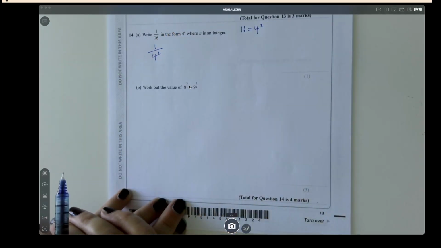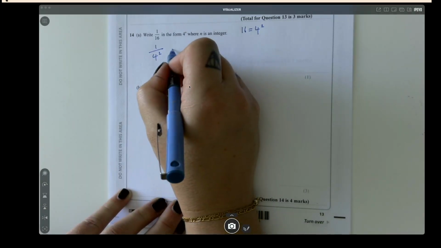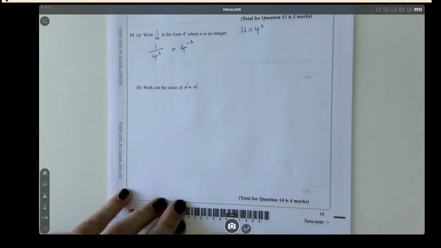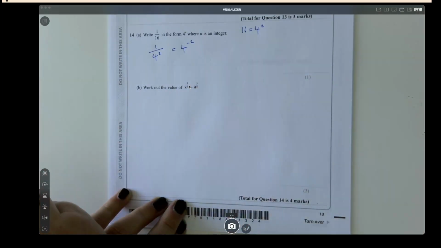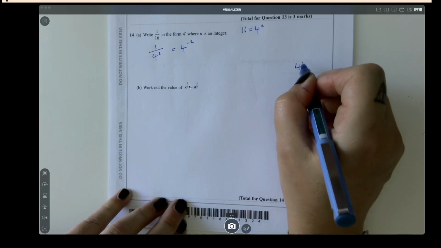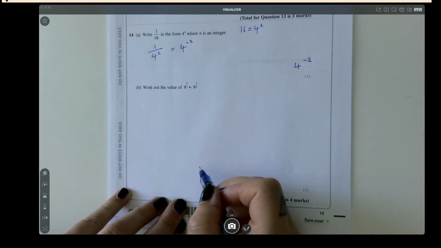Now, the problem we have here is we've got the reciprocal of 4 squared. If we have the reciprocal of 4 squared, 1 over 4 squared, that means we must have started with a negative power. So it must be 4 to the power of negative 2. So n is negative 2, which is an integer, a whole number. So 4 to the power of negative 2.